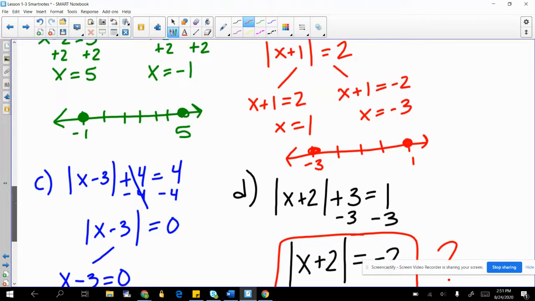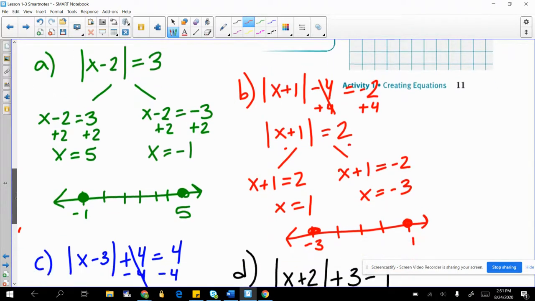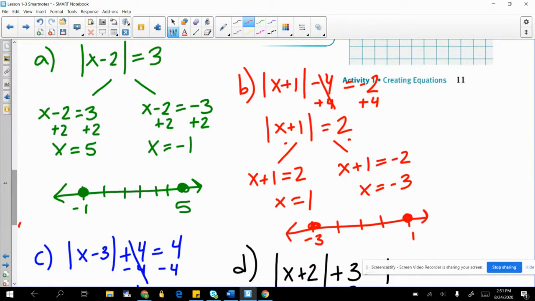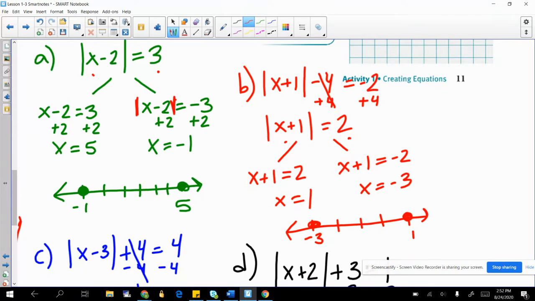Now, that's different than what we did here. Here, we had an absolute value set equal to a positive, and then we split it up and set it to a negative. See how there are no absolute values here? Okay, so that's the difference.